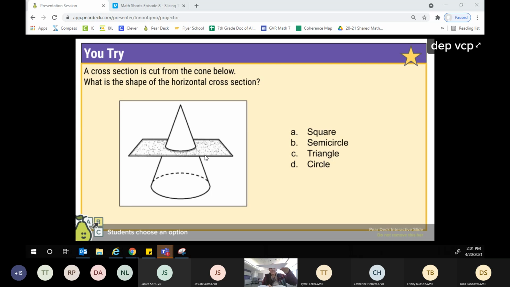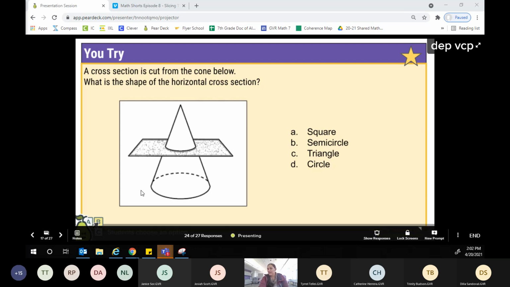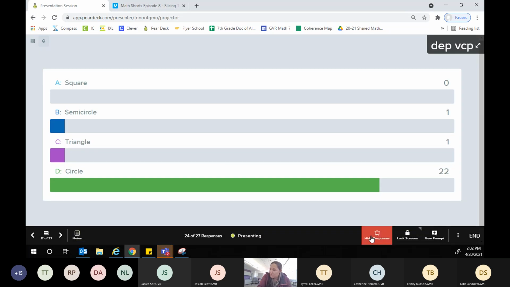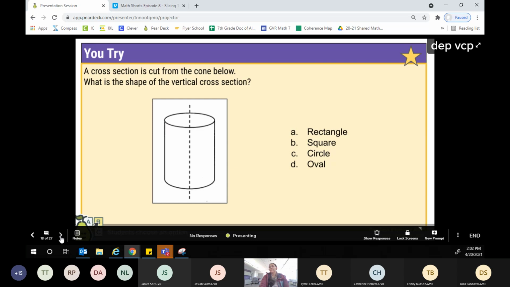As I scoot my cut up, let's say I make my horizontal cut really close to the top of my pyramid. Now it's still going to be a rectangle. It's just going to be a little one. Same thing with the cone. If I make this cut down here, it would still be a circle, but a bigger circle. If I make the cut up here, it's still a circle. It's just an itty bitty circle. So nice. Let's make sure we've all got circle. Very good. All right, next one.